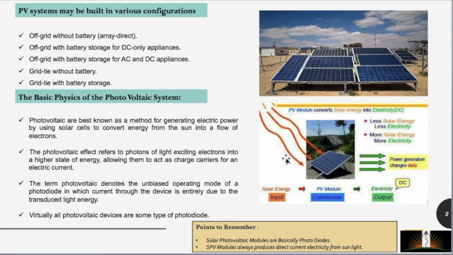The next is the basic physics of the solar photovoltaic system, which we will learn through a video in due course. But first let us learn these five types and how we can draw the SLD. SLD is what we did in the last class in AutoCAD. So how we can draw a single line diagram for all these five types of systems, so that we can understand the exact components required for the designing part.